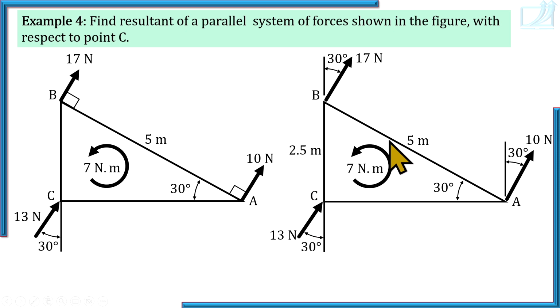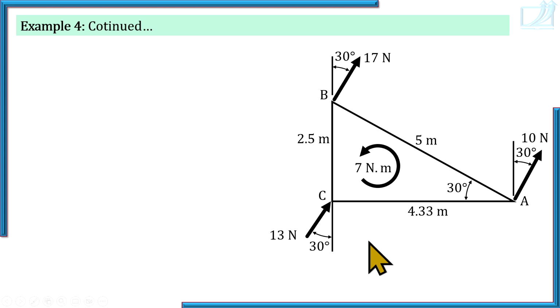Insert all dimensions. So 5 sin 30, that is 2.5, and the horizontal length is 5 cos 30, that is 4.33. So this is how I have mentioned the vertical and horizontal distances also. Now let's proceed with the two equations. R is equal to sigma F. So R, remember, resolution of forces is not required.